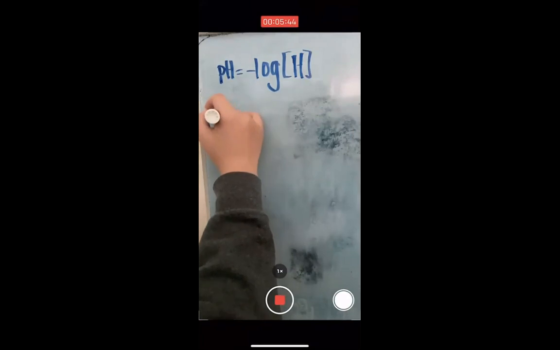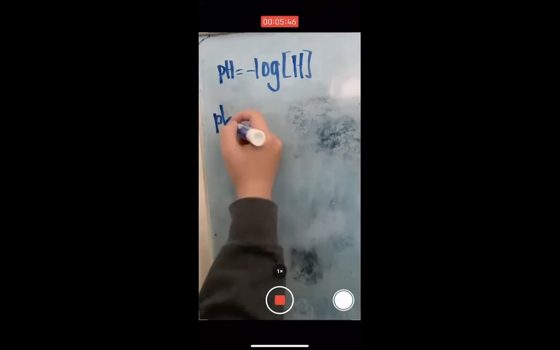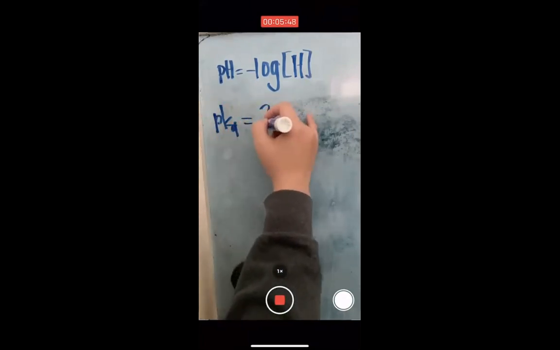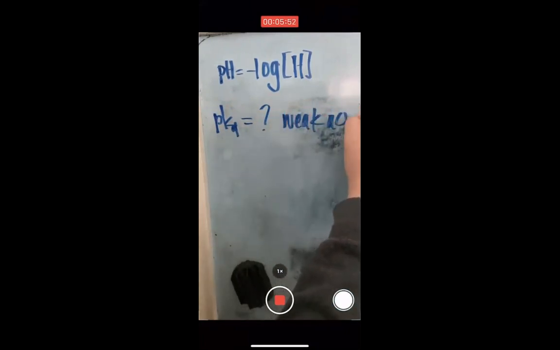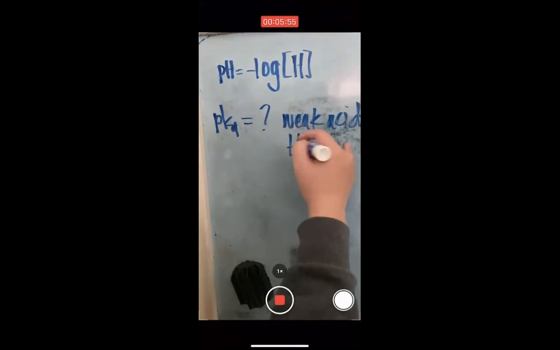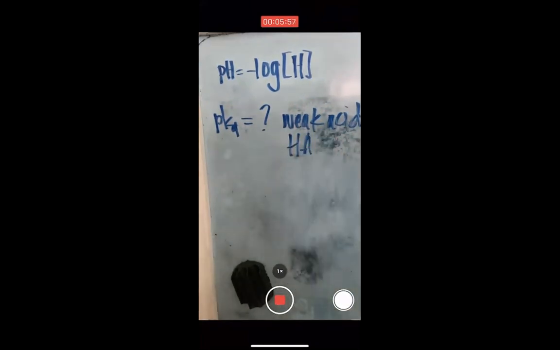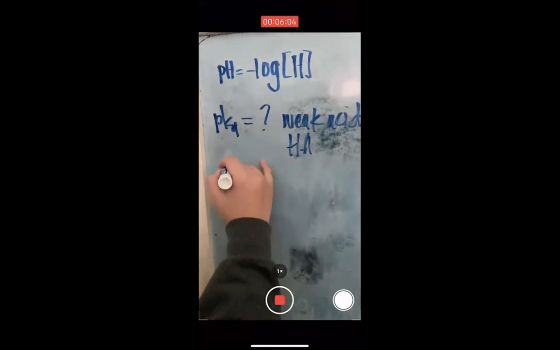We know that we have the pKa. We want to find the pKa of the weak acid. What's our weak acid in this case? Our weak acid is the HA. So what do we need to find any of this? Remember, we have our RICE table.